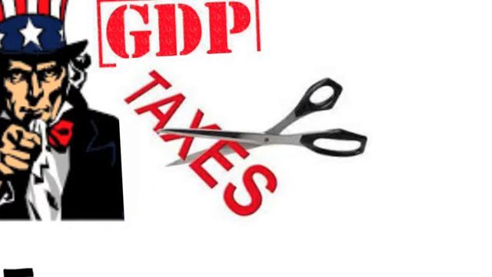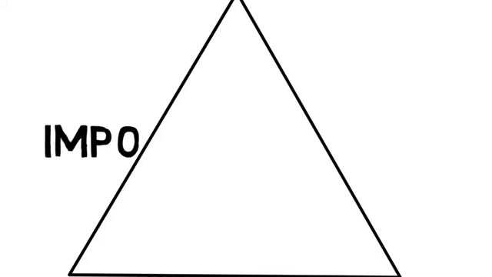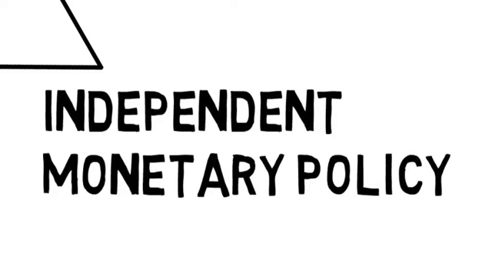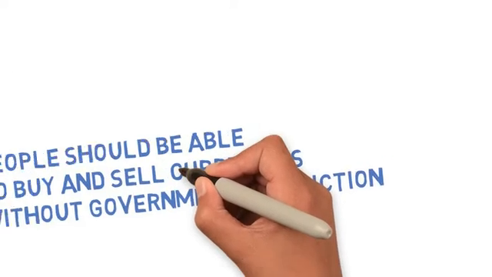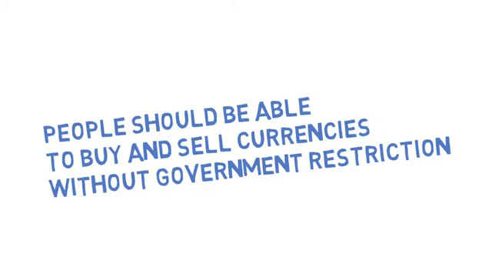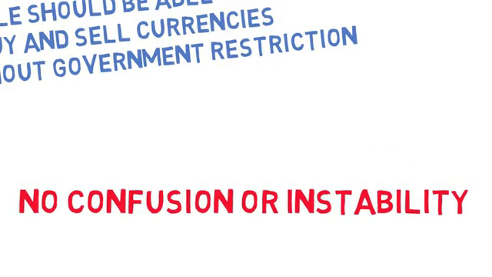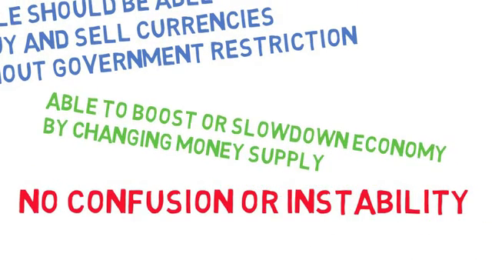To address fixed versus floating exchange rates, Mundell pointed out the so-called impossible or incompatible trinity of free capital flow, fixed exchange rates, and independent monetary policy. Under the trinity, people should be able to buy and sell currencies without government restrictions, and there will be no confusion and instability in the economy, and the government will be able to boost or slow down the economy by changing the money supply.